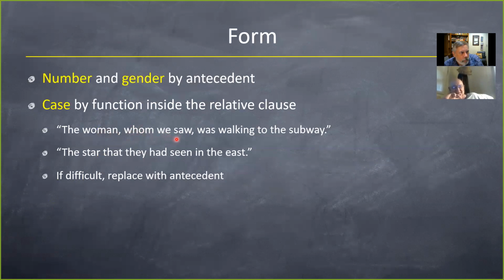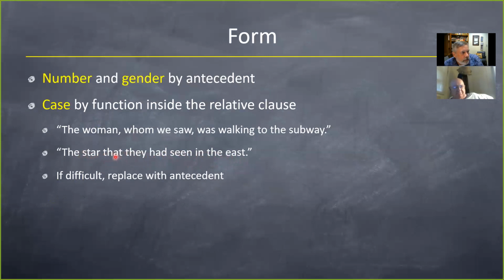It makes sense, but, yeah. Well, yeah, it makes sense, but remembering and holding on to it. Okay, the star that they had seen in the east. Well, the star is the nominative subject. That is going to be the relative clause. That they had seen in the east is the entire clause. So it functions as the predicate nominative, that they had seen in the east, or as the accusative.